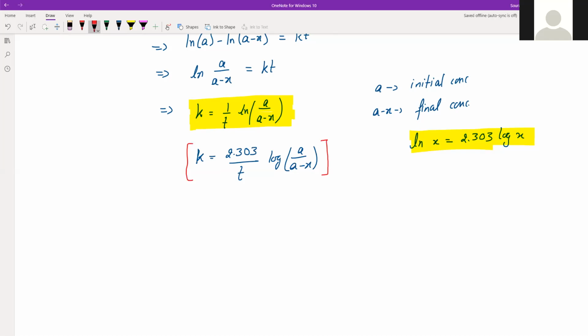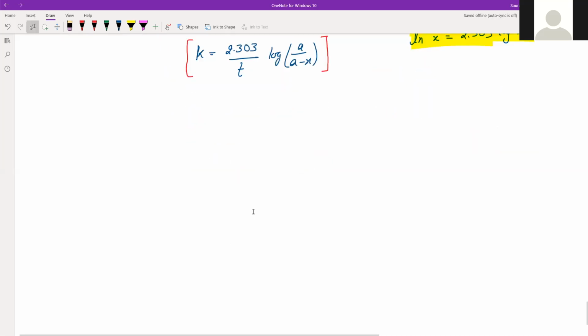Now the value of k can be found by substituting the values of a and a minus x. So it depends only on them. And this can be determined experimentally at time interval t. So what do we need after time interval t? We just need a and a minus x. That is nothing but a, as you see here, is the initial concentration, and a minus x is the final concentration at time t, right? So this is the rate law for the first order reaction.